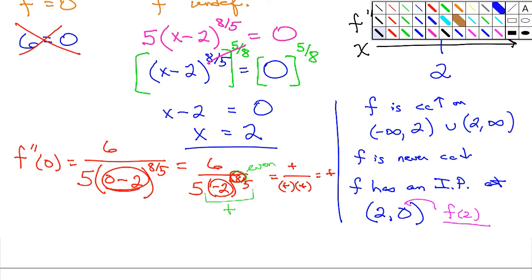Let's draw the picture here, and you can sort of see what this looks like. So here's 2, 0, and this function looks like this. It goes up, it's a little bird, and then comes down like that. And it's concave up over here, and it's concave up over here.